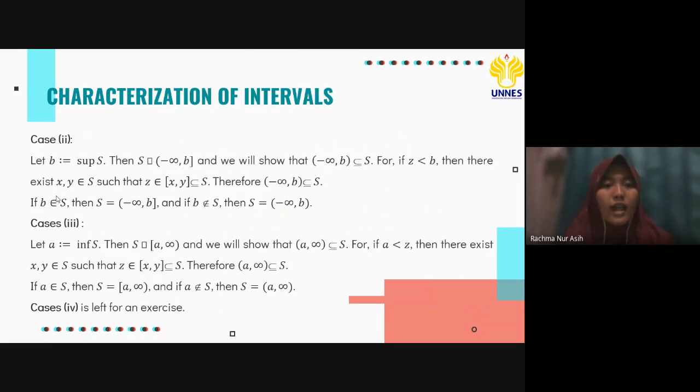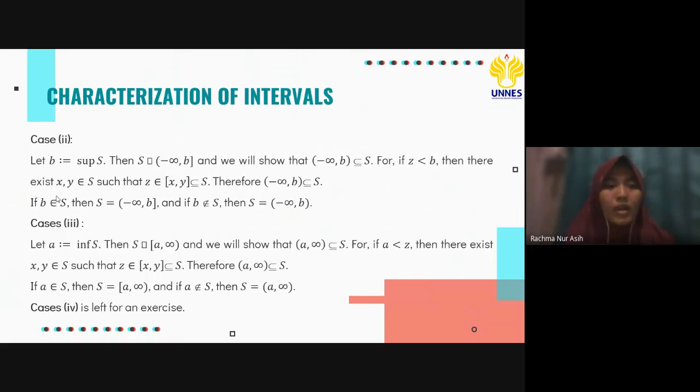For case 2, let B equal, by definition, the supremum of S. Then S is a subset of the half-closed interval from negative infinity to B, and we will show that the open interval from negative infinity to B is a subset of S. For if Z is less than B, then there exist X, Y elements of S such that Z is an element of the closed interval from X to Y, which is a subset of S. Therefore, the open interval from negative infinity to B is a subset of S.